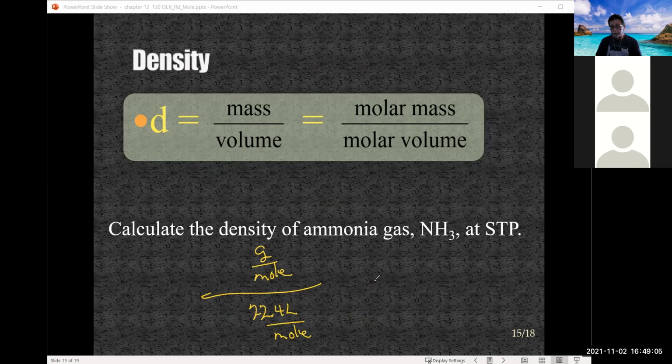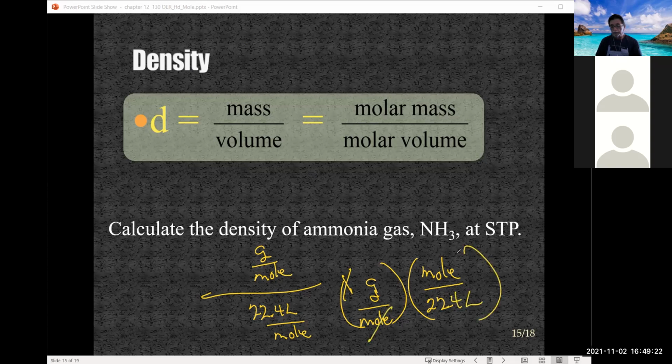So I invert the denominator with respect to units. I got my grams over moles multiplied by moles over 22.4 liters, where X is the molar mass. Guess what? My moles cancel. Now I have units of grams over liters. X is whatever the molar mass is of the material.